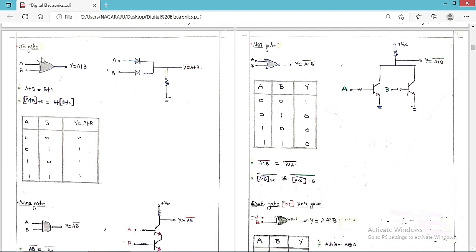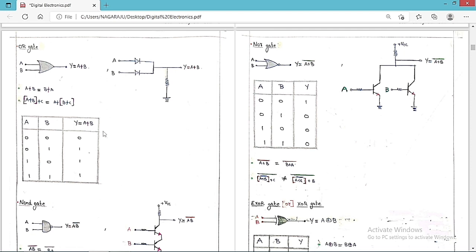Now let me discuss the OR gate. This is basically the symbol of an OR gate. You can see inputs are A and B, and Y is equal to A plus B. Now if I want the truth table, with A and B, Y is equal to A or B. See, 0 0 means 0, 0 1 means 1, 1 0 means 1, 1 1 means 1. So this is the truth table for this two input OR gate.